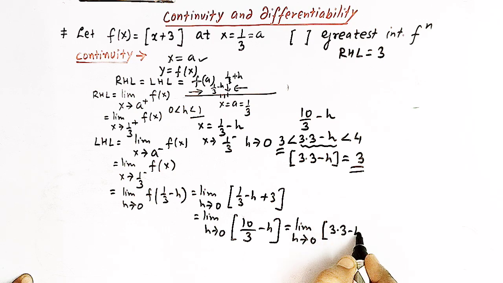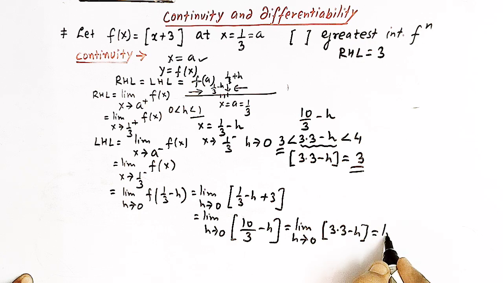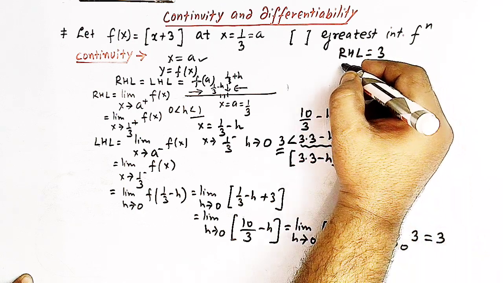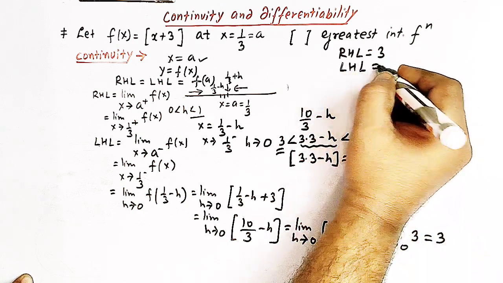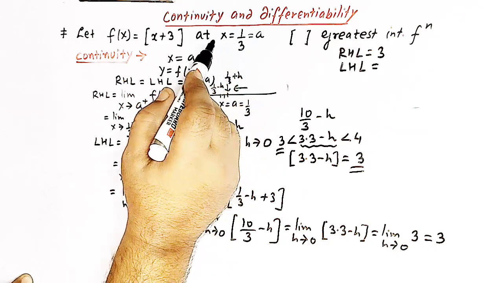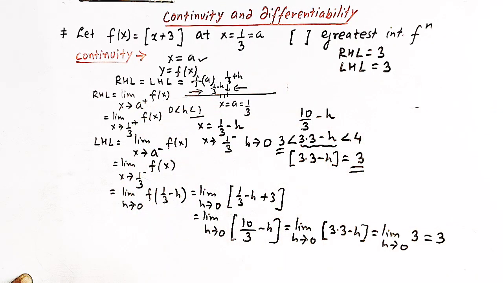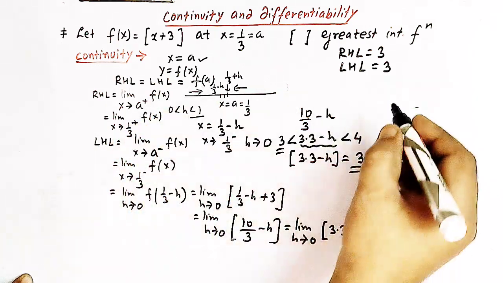So now here we have limit h tends to 0, and greatest integer of 3.3 minus h is 3. So limit h tends to 0, 3 is equal to 3, because again here this term is independent of h. So we see that the left hand limit of this function when x approaches to 1 over 3 is equal to 3, right? Now let us calculate f of a.